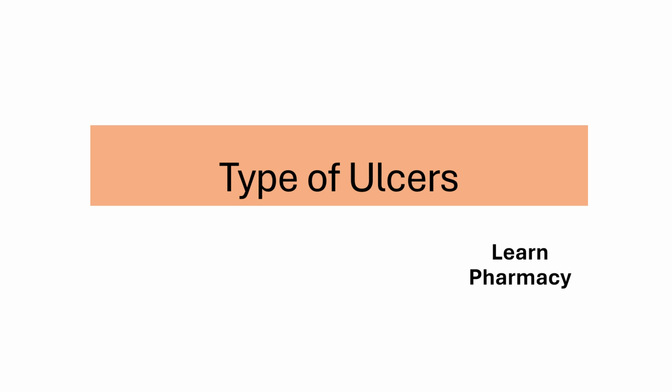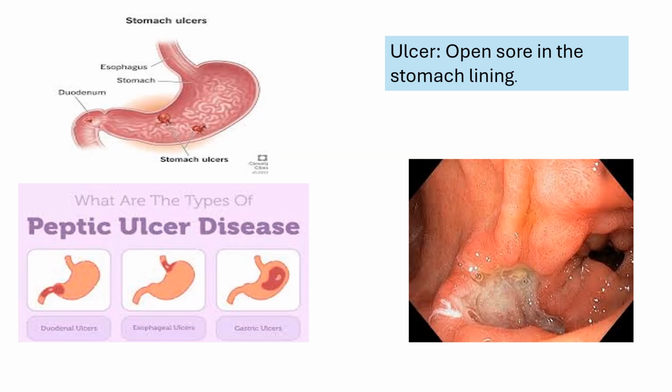What are the types of ulcers? It is the most common GI tract disorder. We have ulcers in our mouth, and we also have ulcers in our stomach. So ulcers can happen on your body, inside your body, and in your mouth as well. So how can we define an ulcer? It is an open sore in the stomach lining.